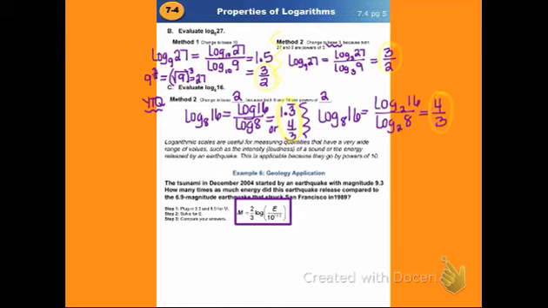So the first thing we're going to do is plug 9.3 in for the magnitude first, and we'll see the energy released, and then we can do the same thing for the 6.9. So I would plug in 9.3 for M. 9.3 is equal to 2/3 times the log of E over 10 to the 11.8 power.